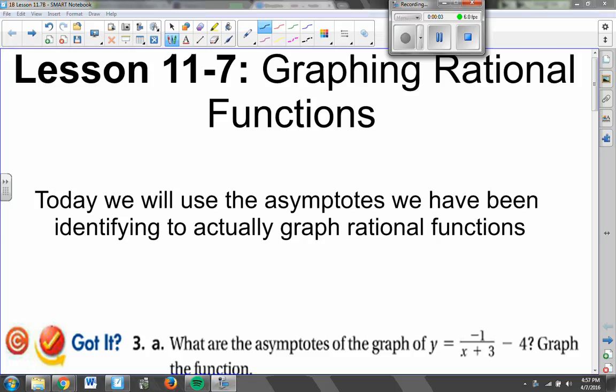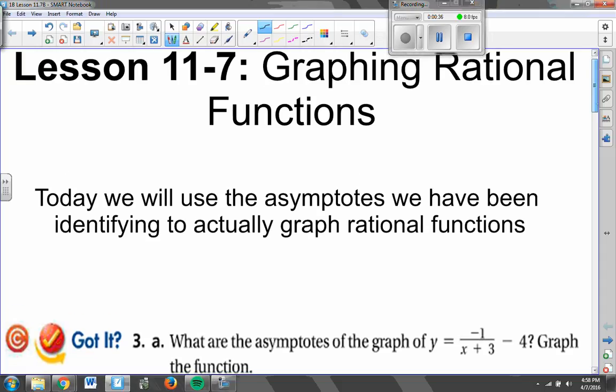All right, Algebra 1B students, welcome to part 2 of lesson 11.7 on graphing rational functions. Today we are going to use the asymptotes that we've been identifying in our previous video and our excluded values that we've been identifying throughout this chapter to actually graph rational functions, to actually graph some functions where we have an x in the bottom of a fraction.